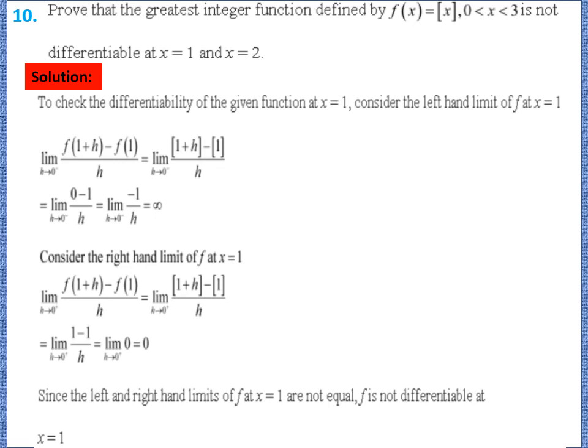Now taking the right hand limit at x = 1, the limit as h tends to 0 plus of f(1 + h) minus f(1) upon h. Again after solving we get 1 minus 1 upon h, that is 0. So you can see that the left hand derivative and right hand derivative are not equal at the point x = 1. So the function is not differentiable. Clear? We have learned about differentiability at a point during the first principle, that if the left hand derivative and right hand derivative are equal, then it is differentiable. But here at x = 1 both are not equal. Hence the function cannot be differentiable at x = 1.